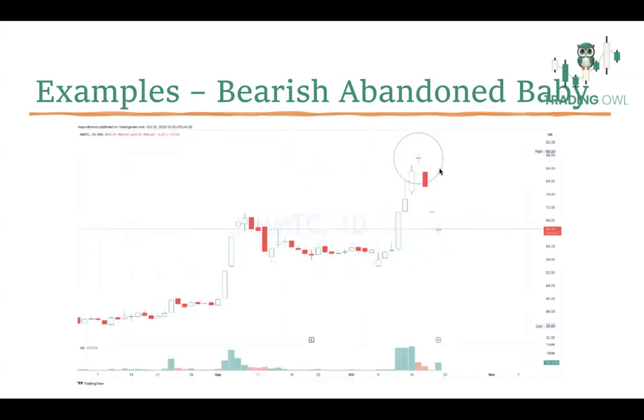This is MMTC recently, where the stock was rallying. There's an indecisive candle and a fall subsequently with a gap down. There's a gap on either side.